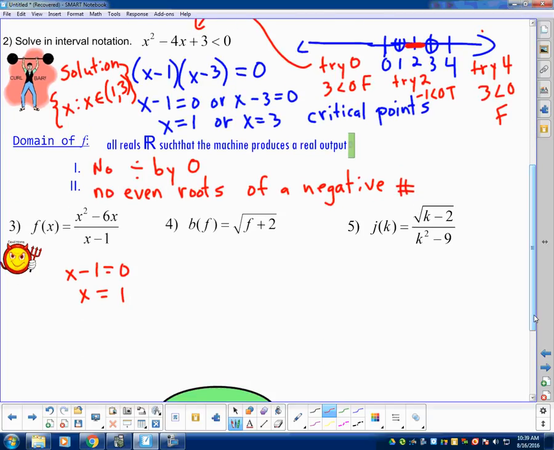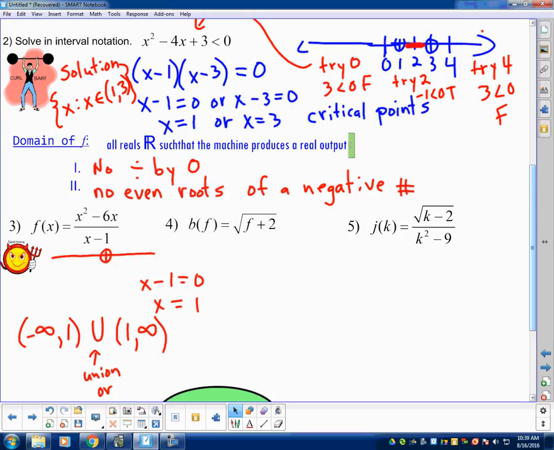So if we were to determine the domain of this function, it would be in interval notation from negative infinity to 1, and this is called a union. Union means or, from 1 to infinity. And so on the number line, if I were to draw a picture of that, it's all values except for the value 1 on the number line. So if this were 1 right here, it's everything on the number line but that 1.